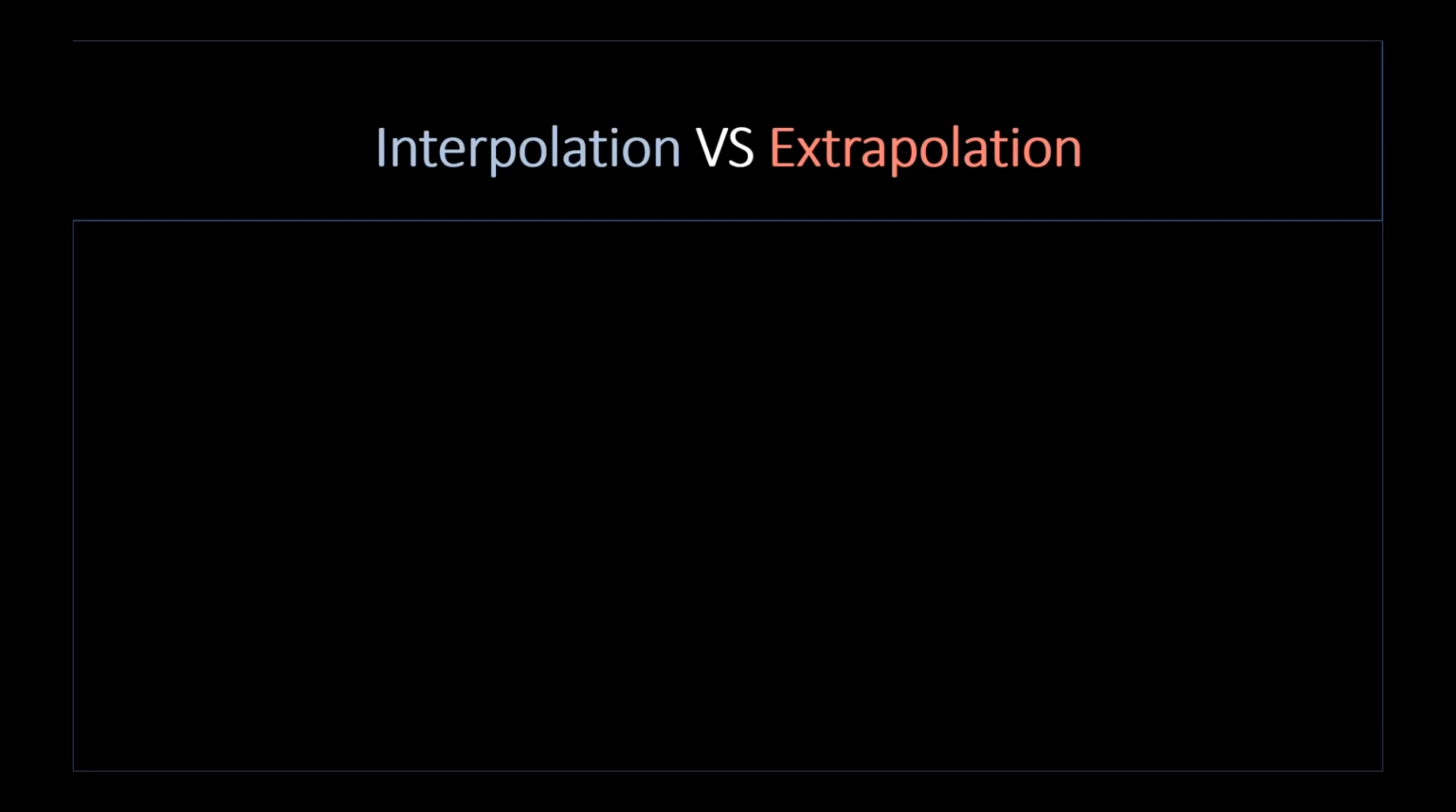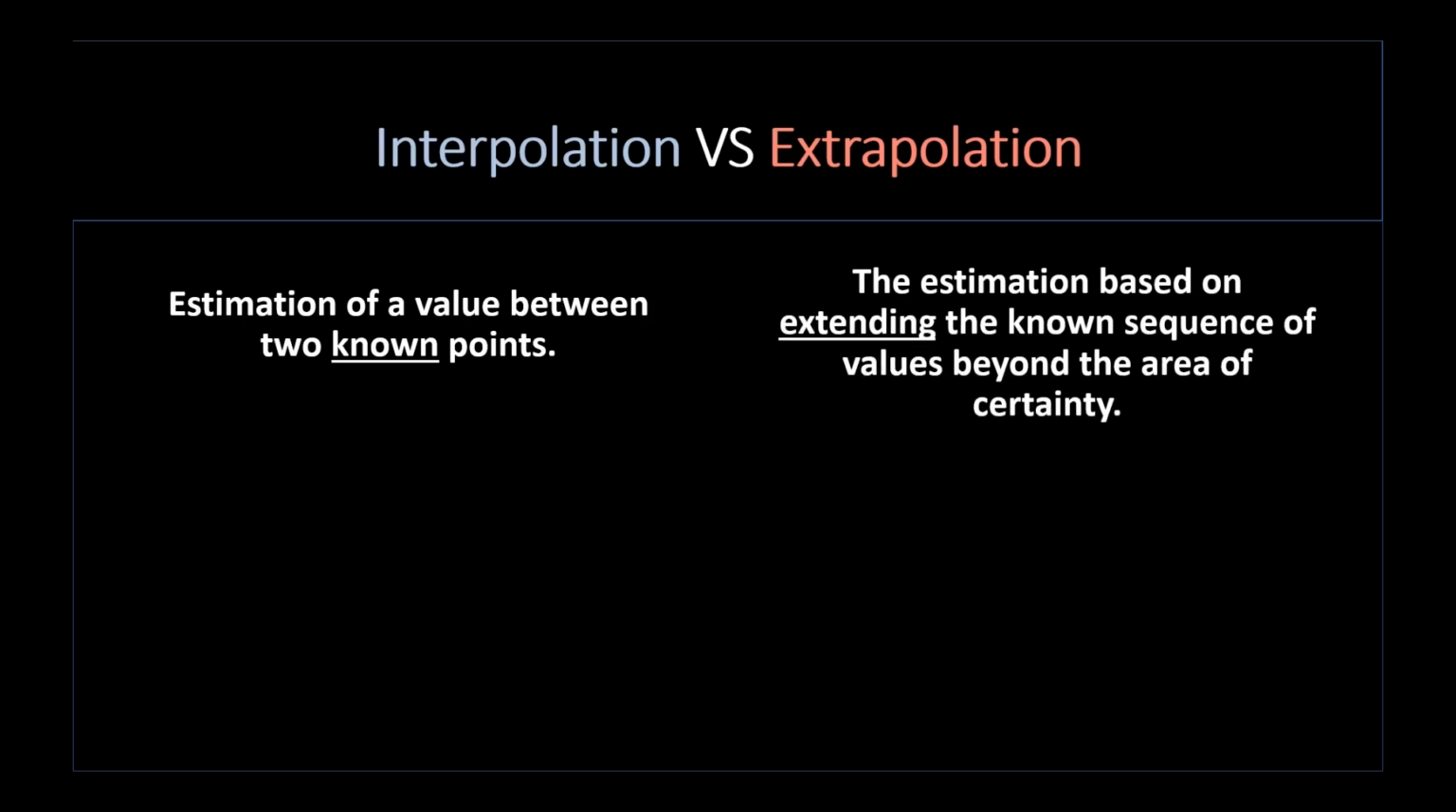Hi class, in this video I'm going to be talking about interpolation versus extrapolation for graphs. So to start off, interpolation is when you want to find a value between two known points on a graph, and extrapolation is when you want to find a value that extends beyond the known points that you have on a graph. And these graphs, the ones that we're working with at least, are going to be linear.